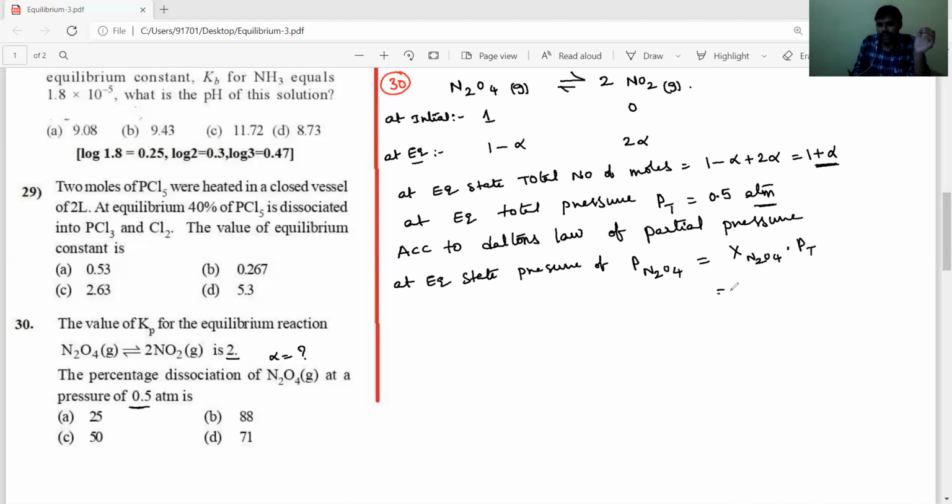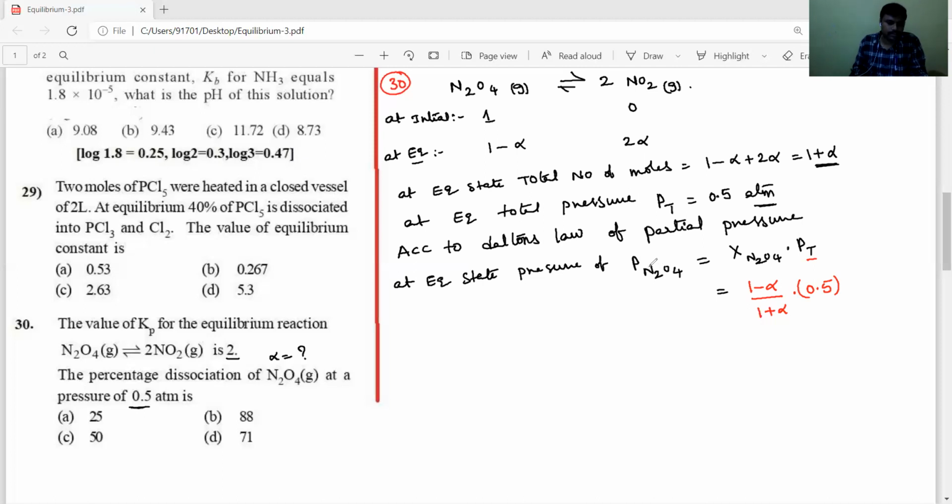So how do we calculate the mole fraction of N2O4, dear students? Number of moles of N2O4 divided by total number of moles. The number of moles of N2O4 at equilibrium is 1 minus alpha. The total number of moles is 1 plus alpha, into PT, the total pressure, which is 0.5. This is the partial pressure of N2O4 at equilibrium.